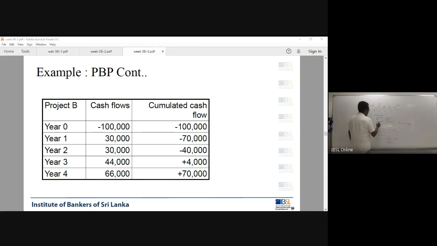Another 30 here, so it is 40 here. 44 here. During the third year, you need to collect 40,000, but for the entire year it is 44. So it is 40,000 divided by 44,000, plus 2 years. So it is 2.9 something.